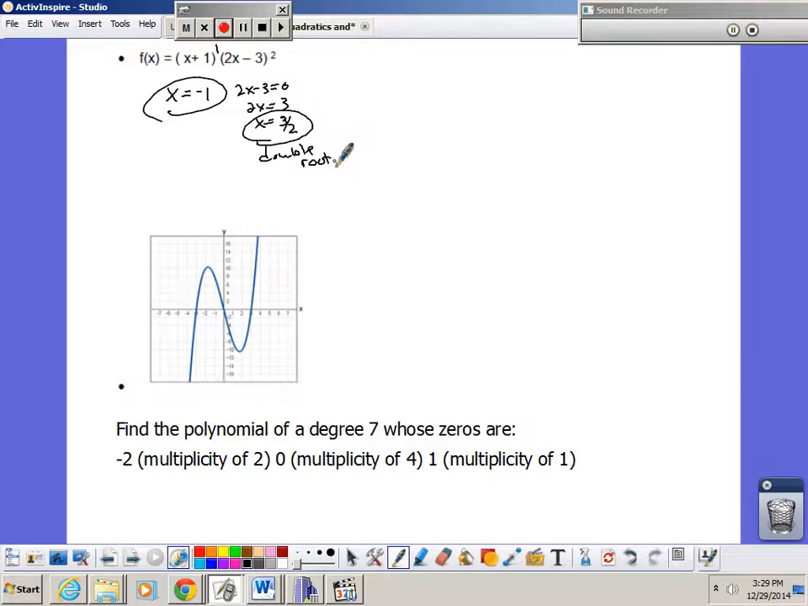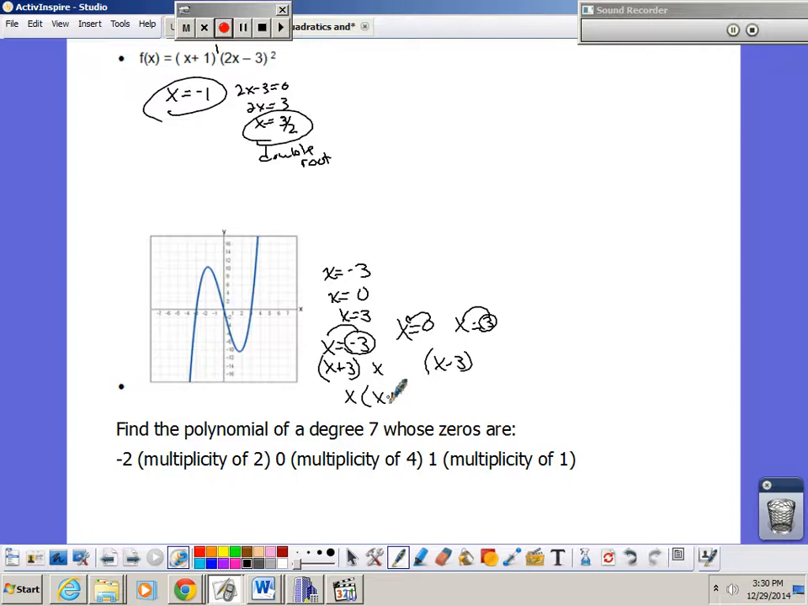Where are my roots here? Negative 3. So I have an x equals negative 3. I have an x equals 0. And I have an x equals 3. So x equals negative 3, bring it over, x plus 3. x equals 0, bring it over, x. x equals 3, bring it over, x minus 3. So x plus 3, x minus 3. And none of them are double roots because none of them touch and turn.